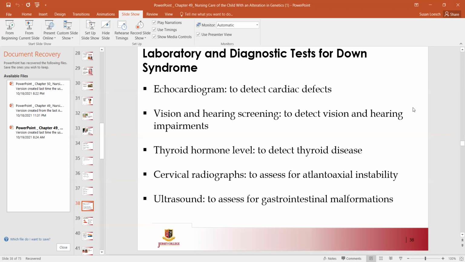So common lab and diagnostic tests to assess complications with Down syndrome would include the echocardiogram, looking at possible cardiac defects, vision and hearing screening, looking for those impairments, thyroid levels to detect thyroid disease. Remember, it's going to be most likely low. Cervical radiographs to look for the atlantoaxial instability, and ultrasound to assess for GI malformations.